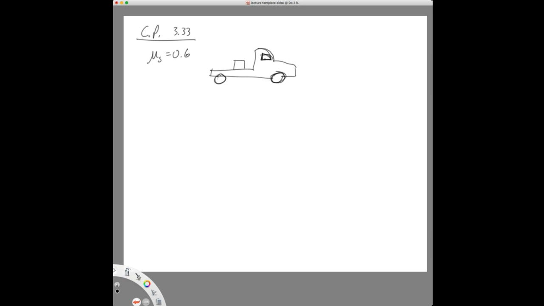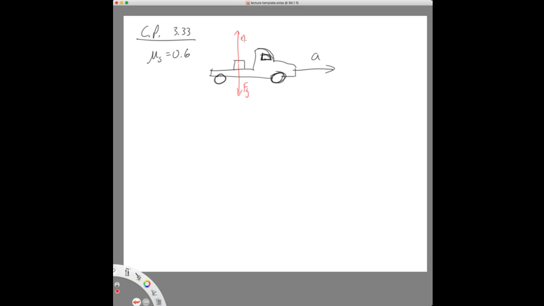Okay, so I want to draw the forces acting on the box. So the truck is moving along, and it has an acceleration, a, which means our box is going to be moving to the right with an acceleration a. Now, if I draw the forces on the box, we are going to have the force of gravity, and we're going to have a normal force, and then we're going to have friction. Now, which way the friction points can be a little tricky in this problem.